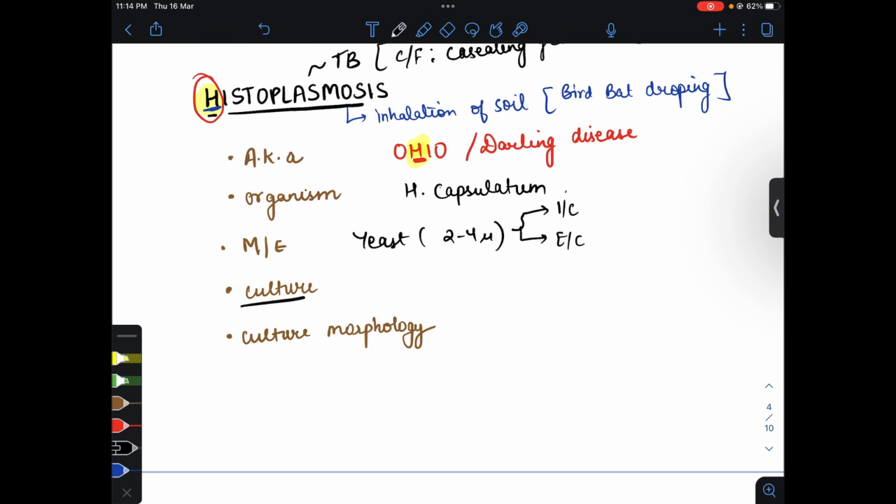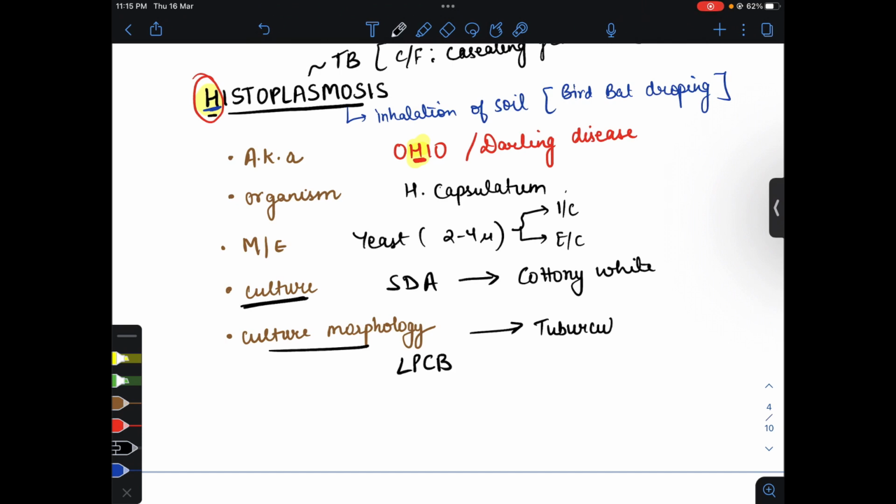Now for the culture of histoplasmosis, we have to remember that for any type of fungal culture, the culture is done on SDA, Sabouraud dextrose agar. And what will we find on this agar? We will find a cottony white color of the fungus. For culture morphology we use LPCB, that is lactophenol cotton blue. And what will we find? We will find tuberculate macroconidia.